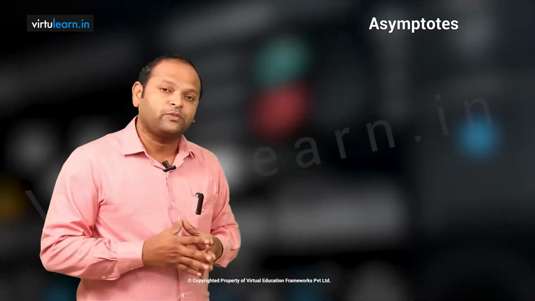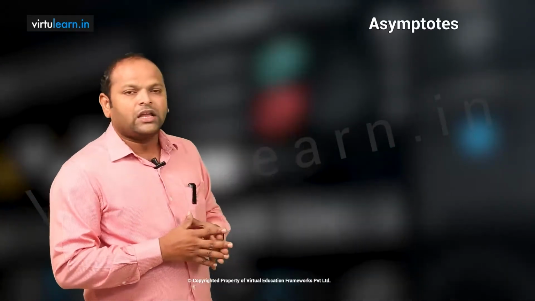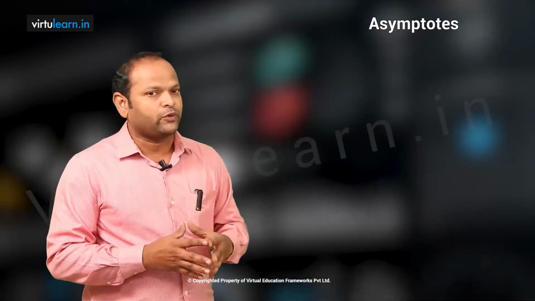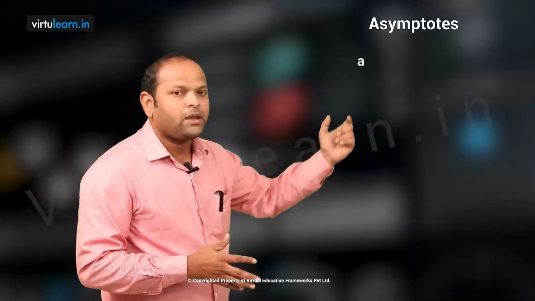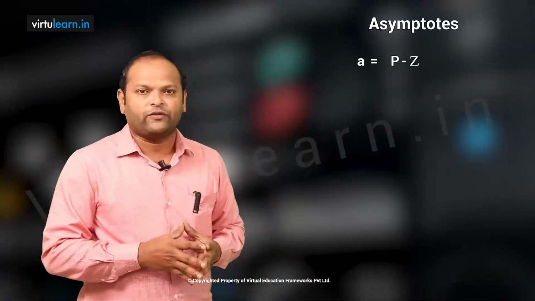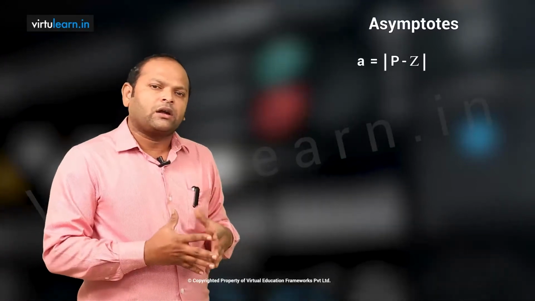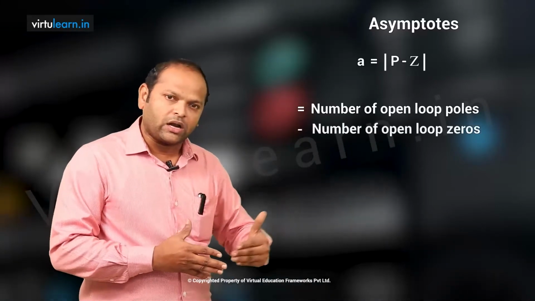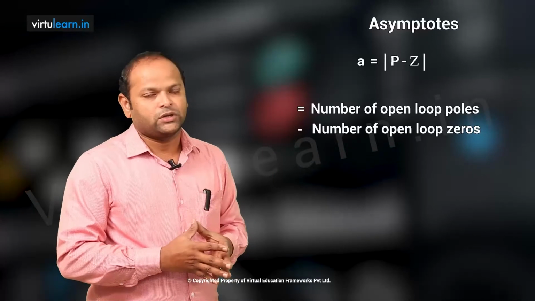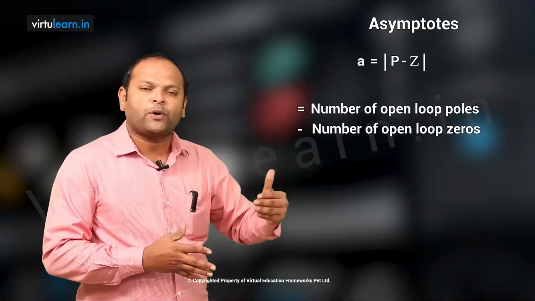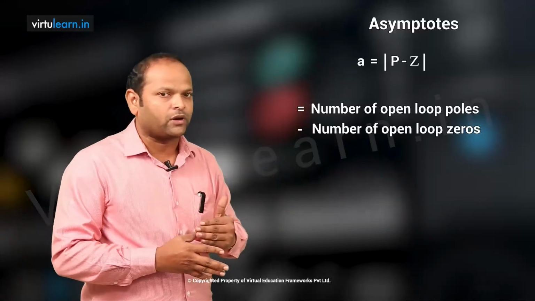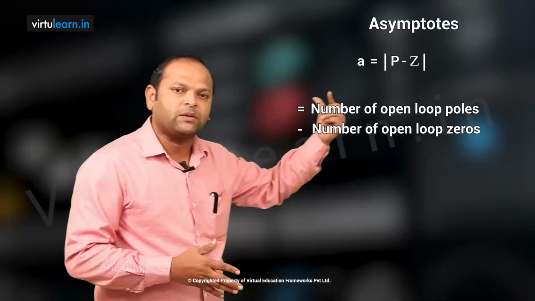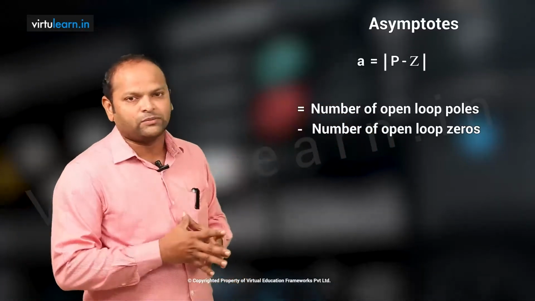Now, how many such asymptotes are needed? It is very clear that if open loop poles and open loop zeros are not equal, then we need to have asymptotes. So I can write the number of asymptotes A is equal to P minus Z, and you can write the mod of it. In a real-time control system, the number of poles and number of zeros are equal, or the number of poles is greater than the number of zeros. That means your transfer function may be either proper or strictly proper. It cannot be improper. So all the time A is equal to P minus Z only: the number of open loop poles minus the number of open loop zeros. That will be the number of asymptotes.